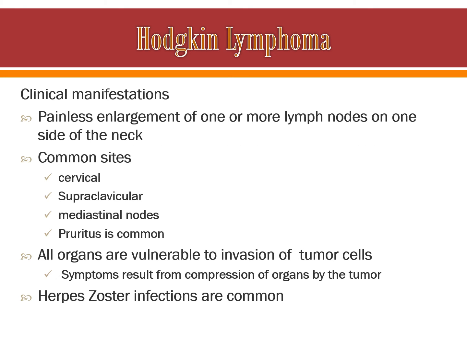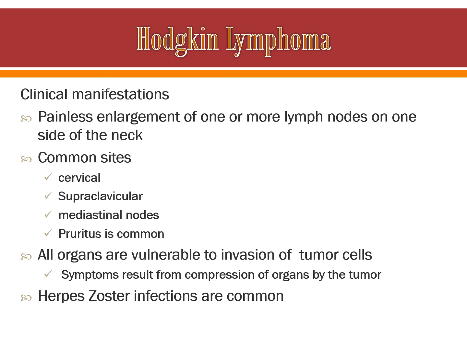Okay. The manifestations matter as well. So how does Hodgkin's lymphoma present itself? It's a painless enlargement of one or more lymph nodes on one side of the neck. So the keywords are painless and enlargement. It could be one or more lymph nodes. Common sites: cervical, supraclavicular, mediastinal nodes. Pruritus is also common with Hodgkin's lymphoma.